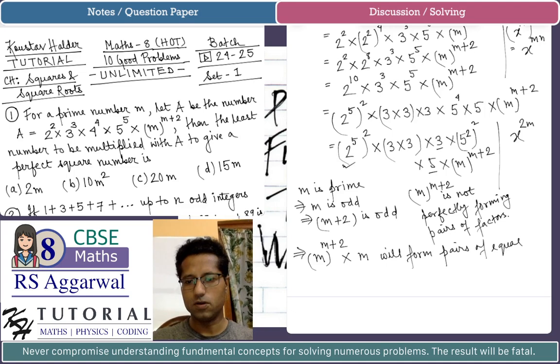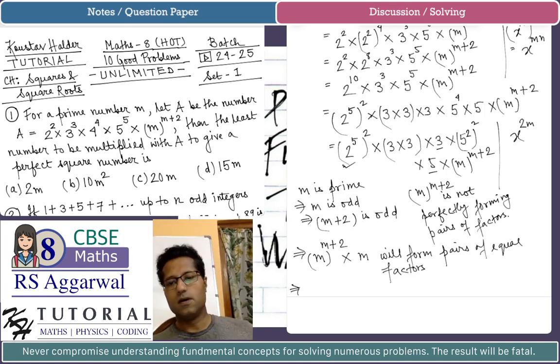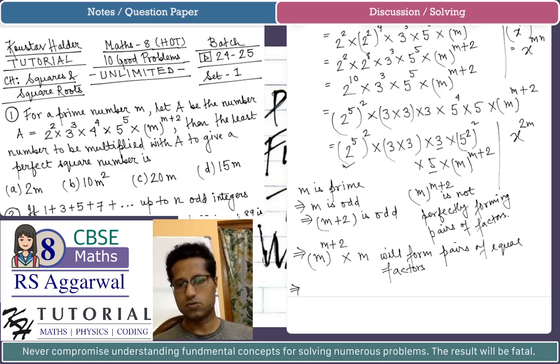Because m plus 2 is an odd number. Now why will m to the power m plus 2 multiplied by m form pairs of equal factors? Because the power m plus 2 is an odd number, it is not forming pairs of equal factors. One factor will be left behind, that is m.